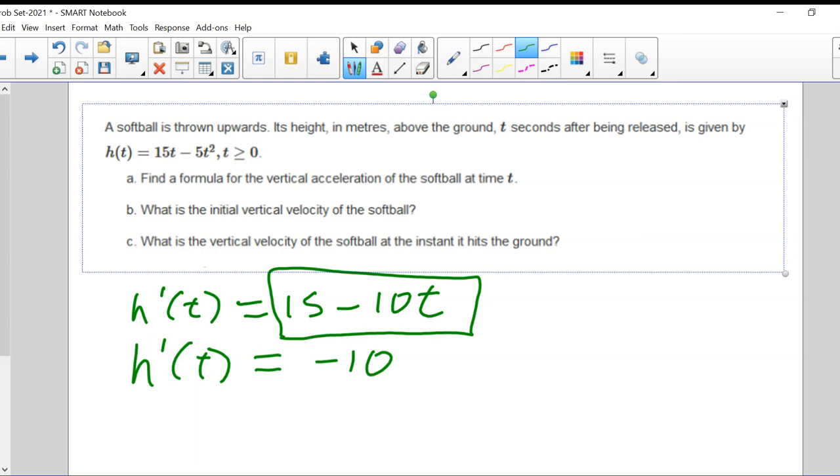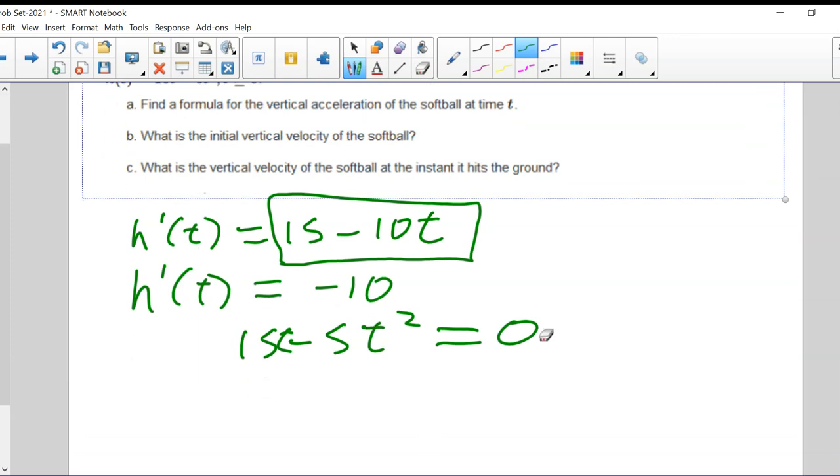Okay. The original function was a position function. So if I want to know when it hits the ground, what I'm really asking is, when is the height above the ground equal to 0? So I should take this 15t minus 5t squared and set that equal to 0. Because at that time, the height above the ground is 0. Just solve for t. So I'm going to factor out the 5t. That leaves me with 3 minus t equals 0.